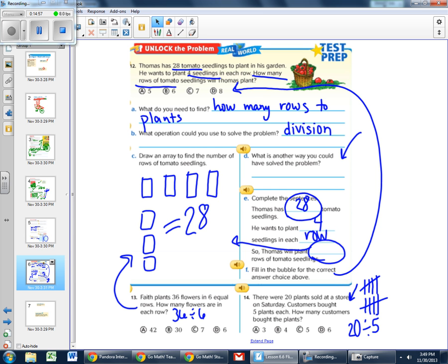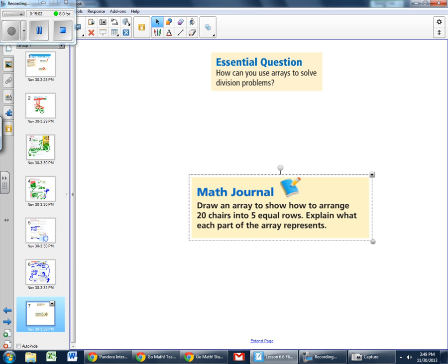So your task today is to do 233 and 234. Then getting out your math journal. Think about your essential question. How did using those arrays help you to solve division problems? This lesson went pretty fast. I think it's pretty easy. But how did those arrays help you? So you're going to get your math journal.